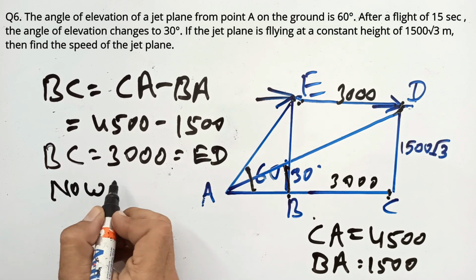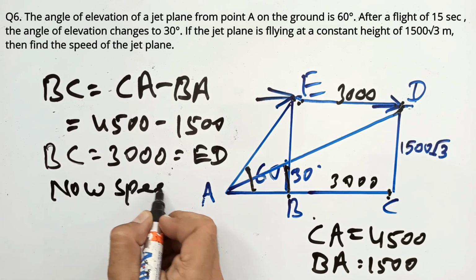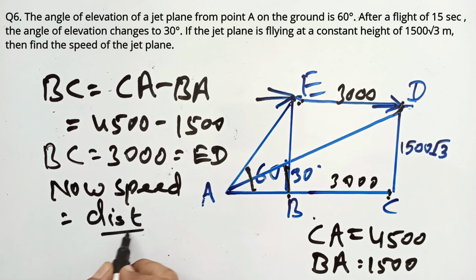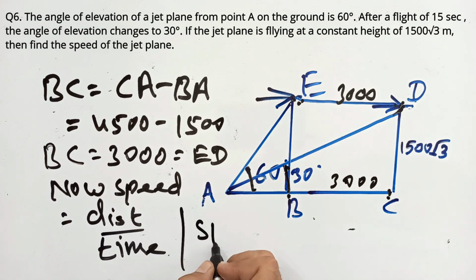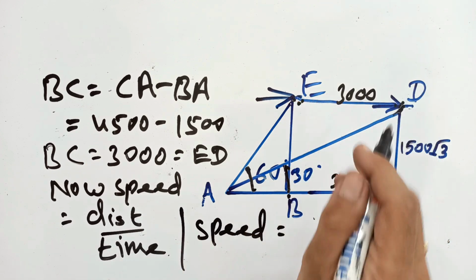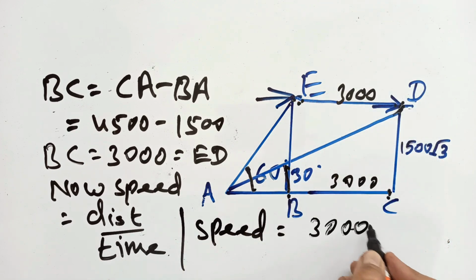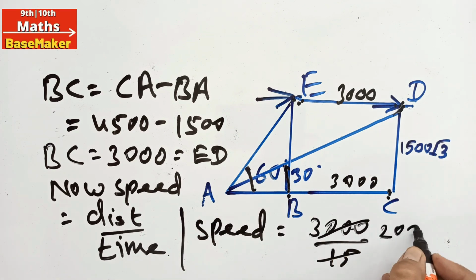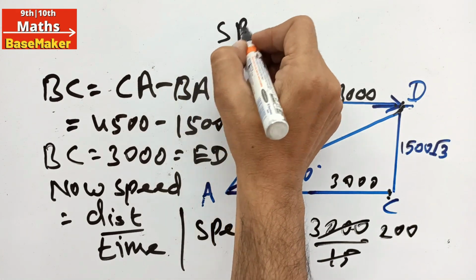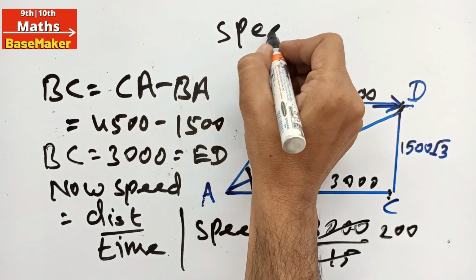Now speed. Speed is equal to distance upon time. Distance traveled is 3000 and time in the question is given 15 seconds. So the speed of jet plane is 200 meter per second.